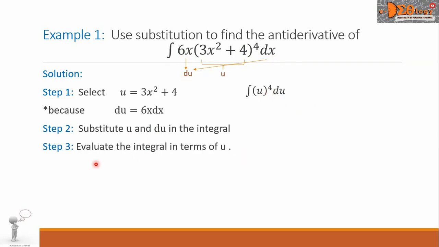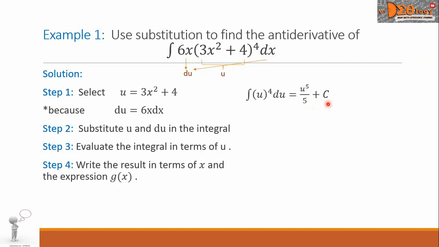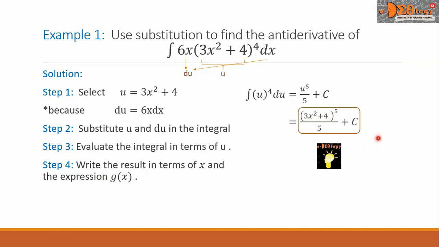And step 3 is to evaluate the integral in terms of u. We're going to use the power rule, so we have now u raised to 5 over 5 plus c. Now the step 4, to write the result in terms of x and the expression g of x. It means we're going to return the value of u from here. So we have now this 3x squared plus 4, the quantity raised to 5 all over 5 plus c. This is the final answer.